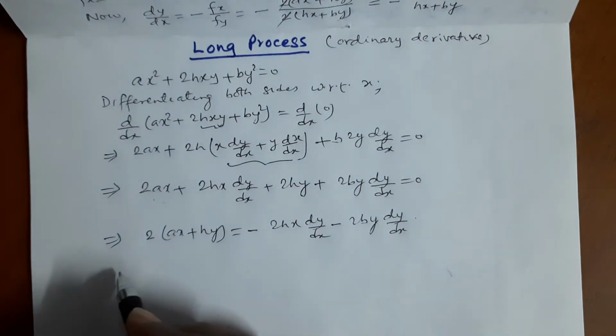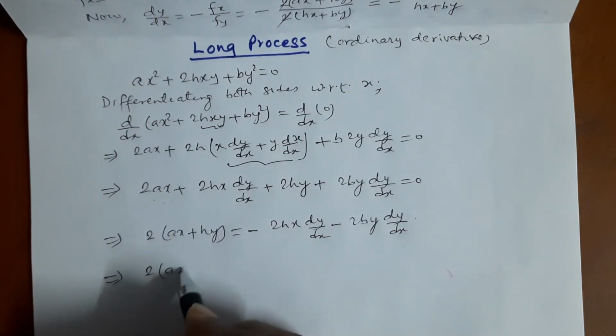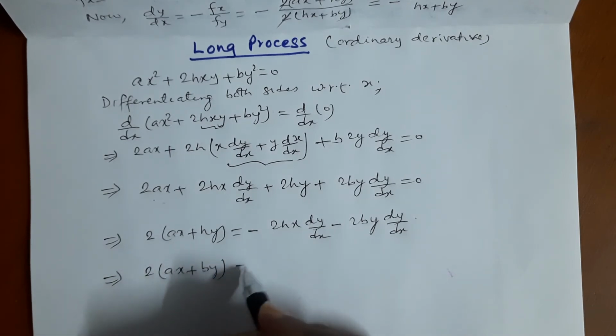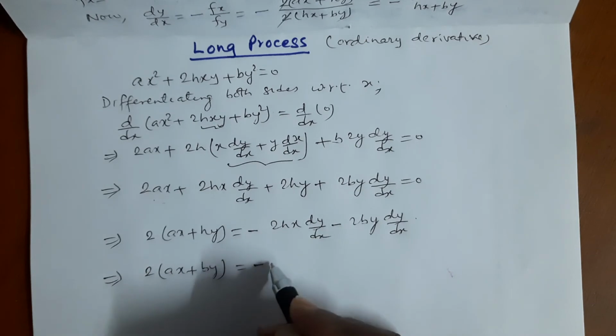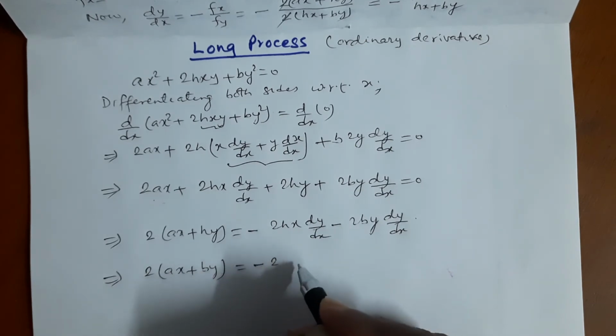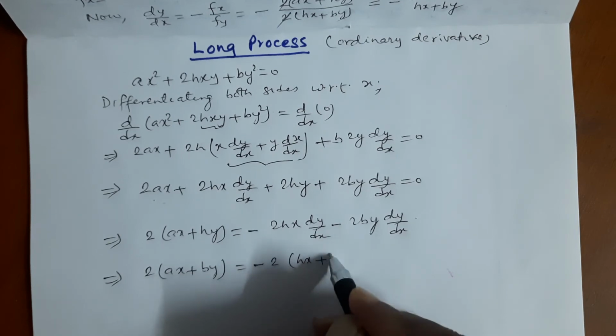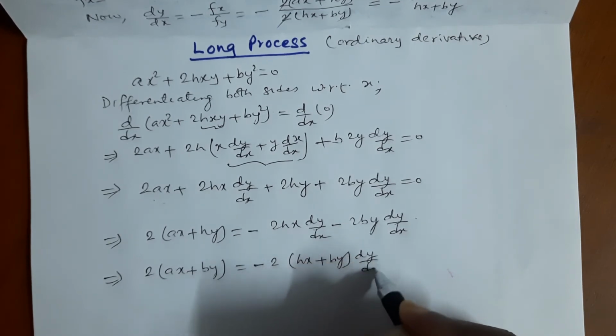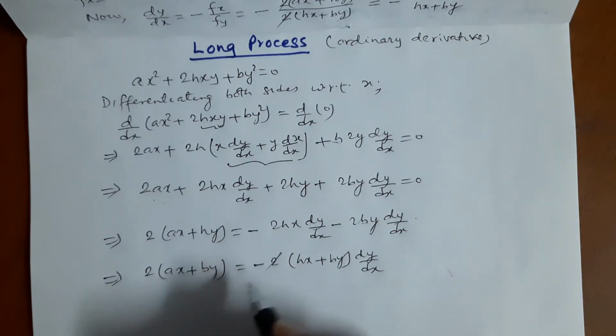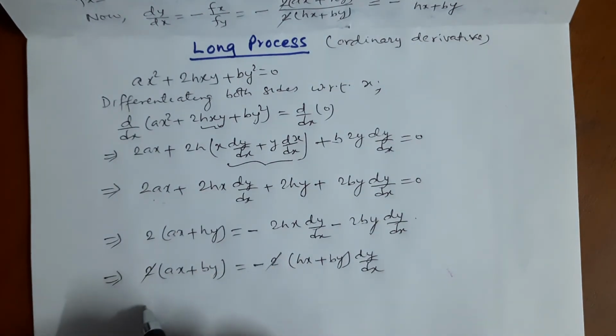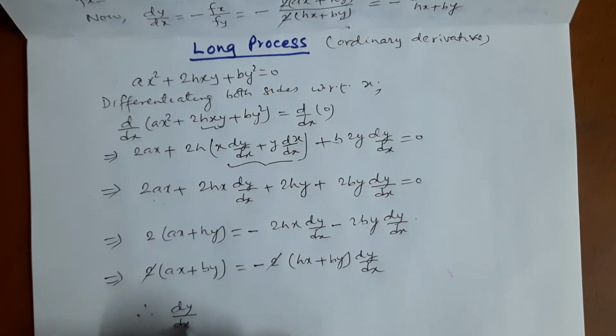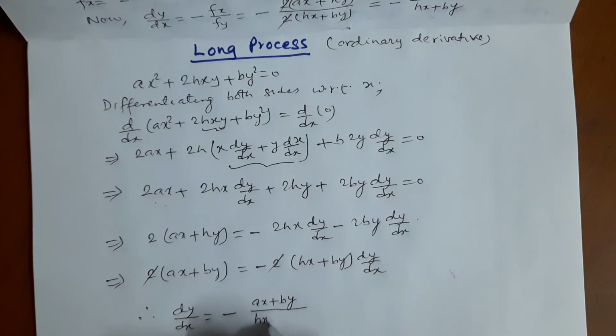Okay, and now this implies 2 times ax plus hy equals minus 2 times hx plus by, and then dy over dx will be outside, and now this 2 and this 2 can be cancelled. Therefore dy over dx will be minus ax plus hy over hx plus by.